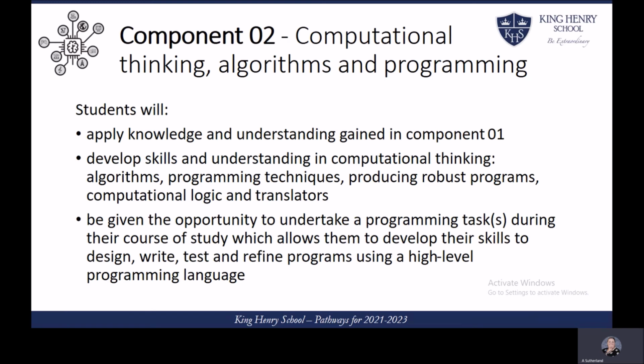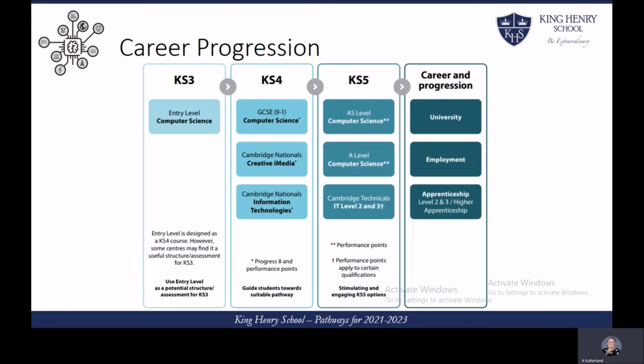Now, progression: if you are doing computer science or creative art media in Key Stage 4, some students do both computer science and creative art media, that can move up to Key Stage 5. You can either do computer science, or we also offer a Cambridge Technical at a level 2 and a level 3 in sixth form. After that, most students doing computer science will go into university. Some will go straight into employment, and some will decide to rather go and do an apprenticeship as soon as they have finished with sixth form.